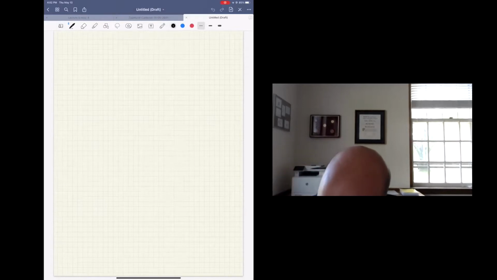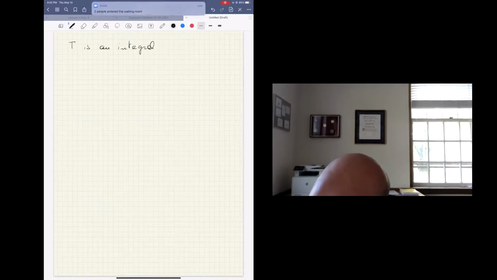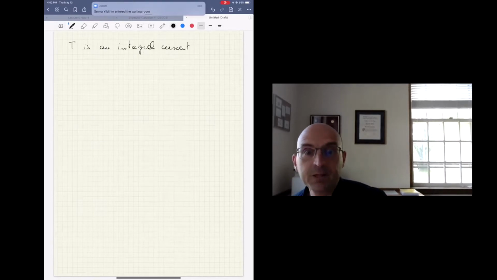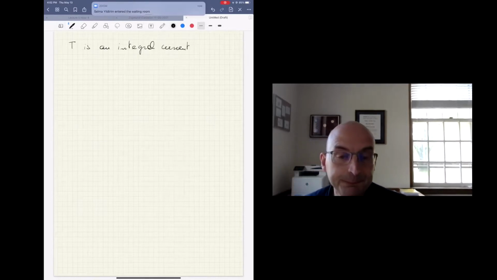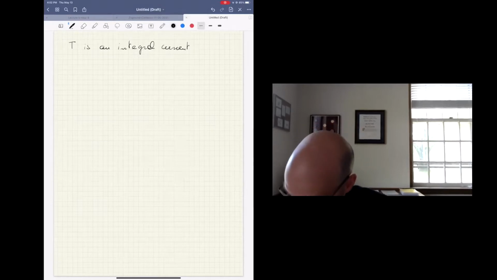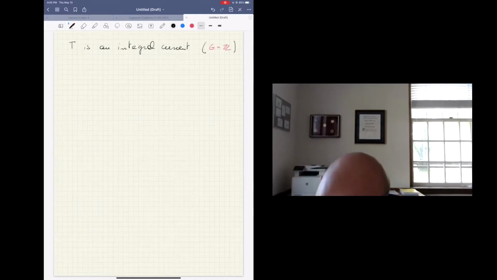So I'm going to assume today that T is an integral current, which means I am in the situation, referring to the lecture that I gave on Tuesday, that the coefficient group is actually given by Z. So what I call the coefficient group of my current is Z. Very well. So it is an integral current, area minimizing.